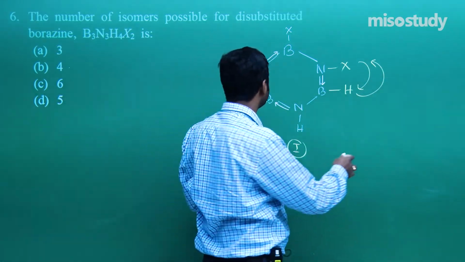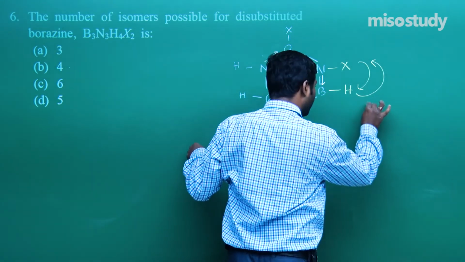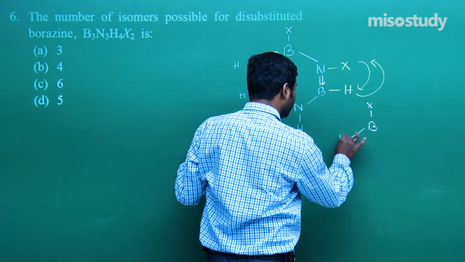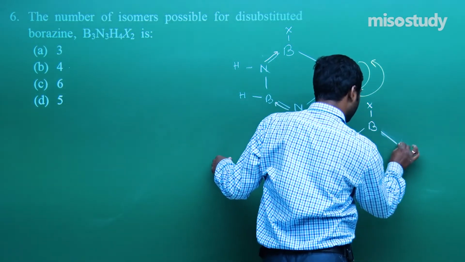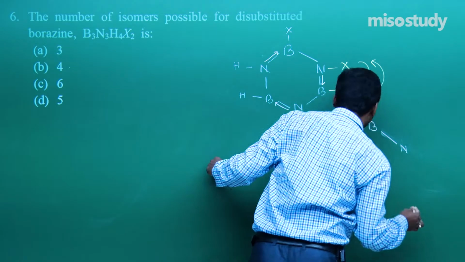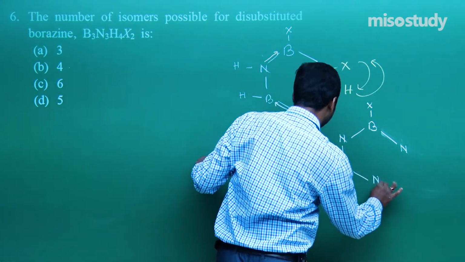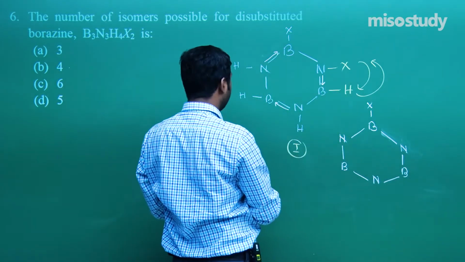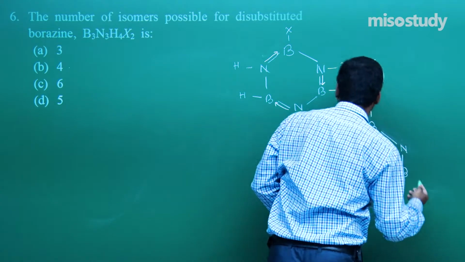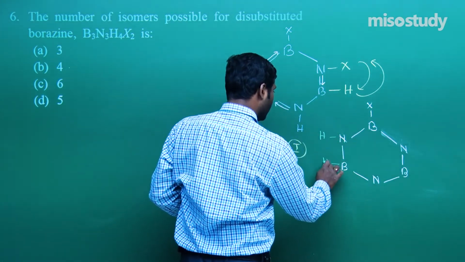I am drawing the next structure. Look, this one is B, put here X. Okay, sir. This one is N. Okay, this one is N. Wait for a moment. Put here N. Okay, now put here B, now put here N, now put here B, now put here N. Clear to you? Now that is X, put here H. Okay, this one is H.